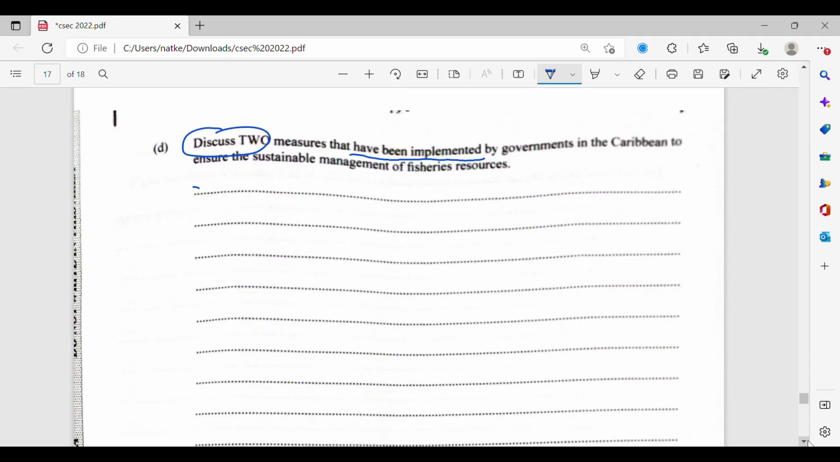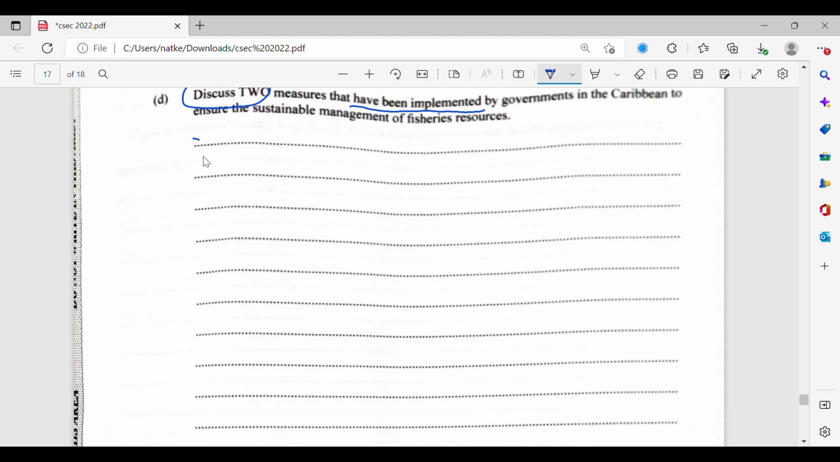Okay, so we can talk about the marine parks or marine protected areas. I believe that every Caribbean country has at least one. So you can write the name of your country and write about the marine protected areas. That is one thing that the governments would have implemented for the management of it, and then you would need to discuss it. So we would say setting up protected areas to assist in the regeneration of the fish population.